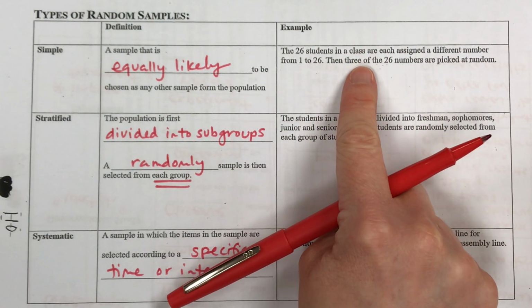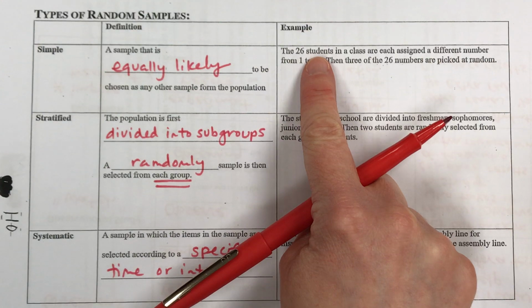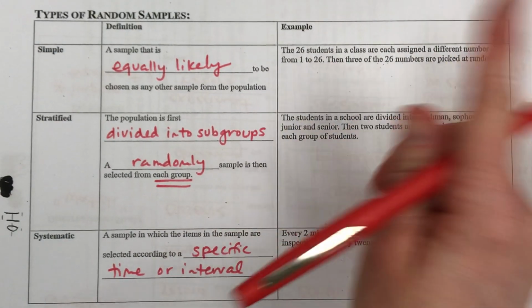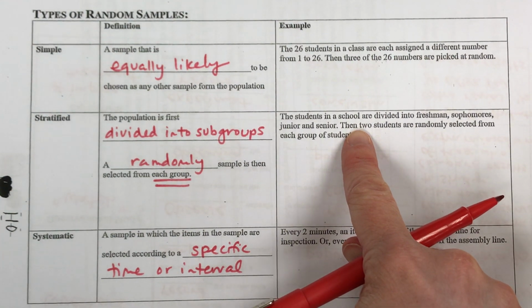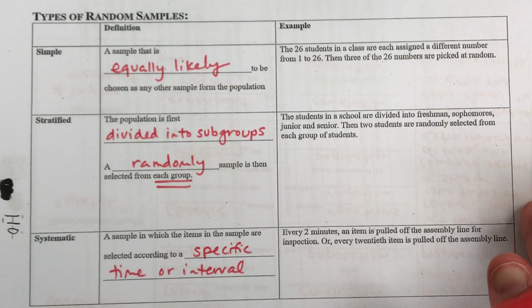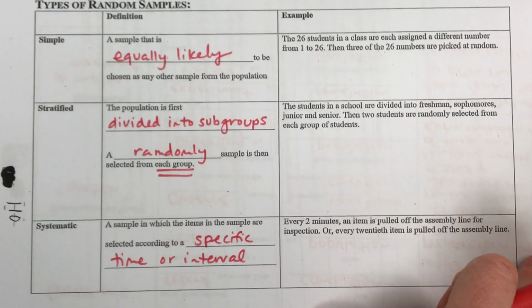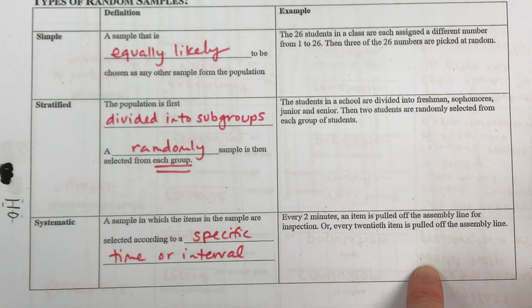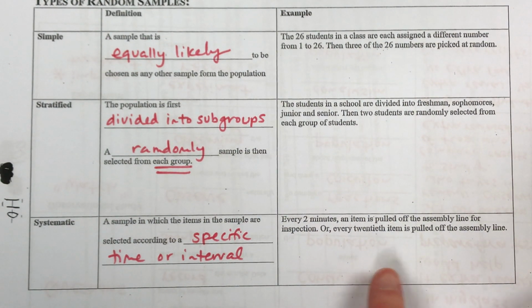So simple random sample, you would just assign random numbers to a class, say of 26 students, and then you randomly assign a couple people for something. Stratified would be kind of like what we have here with freshmen, sophomores, juniors, seniors. So there are already subgroups in our high school, and you randomly select an equal amount from each group. Systematic would be very different. If every 2 minutes you stop whoever comes in the door and you ask them your survey question, or maybe every 20th item on an assembly line that you pull it.